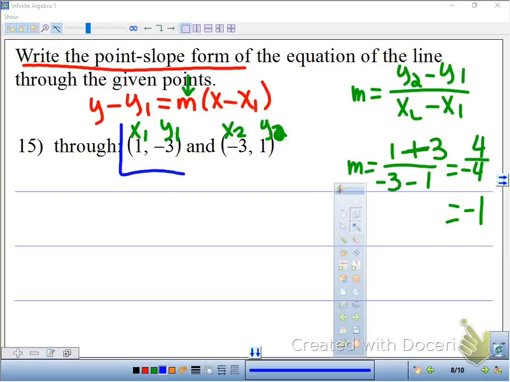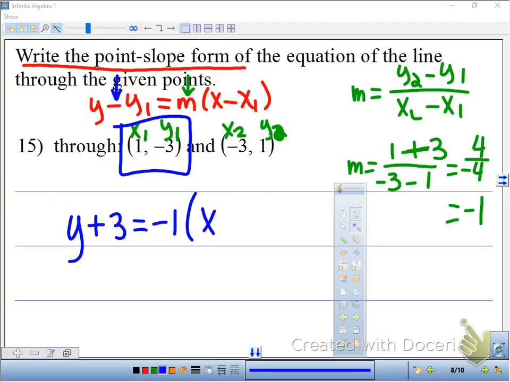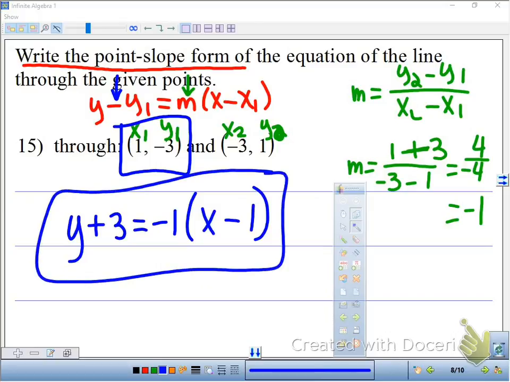Okay. I have a point right here, and that's the one I'm going to use. So I have y. Now it says minus y1. My y1 is negative 3, so I'm going to put plus 3, because minus and negative is going to turn into plus. Equals my slope, negative 1, okay, parentheses, x minus 1. And that would be my point slope form.